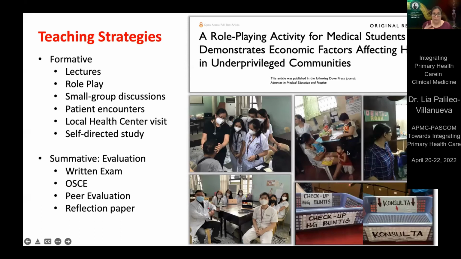Around the end of the first week, on the second week of the rotation, we bring our students to a local health center. In UP, as previously described, our fourth-year medical students actually go on duties at the local health center. They see patients there, and they do this within their community medicine rotations.